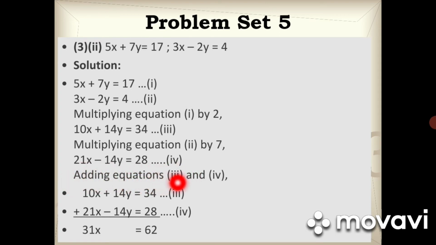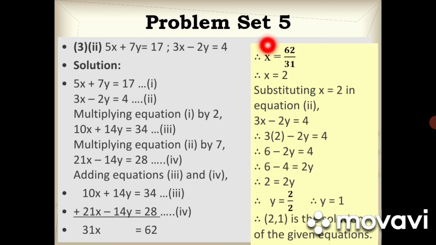Adding equations 3 and 4, 10x plus 14y is equal to 34 plus 21x minus 14y is equal to 28. We get 31x is equal to 62 on eliminating y. Therefore, x is equal to 62 upon 31 and therefore x is equal to 2.